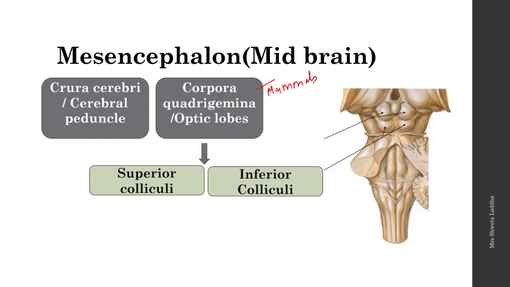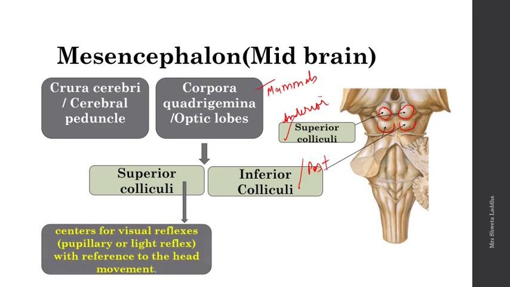You can see in this picture, these two small rounded balls are the inferior colliculi. They are also called posterior colliculi. And the upper two rounded parts are called the superior colliculi, or the anterior colliculi. Function of the superior colliculi: these are the centers for visual reflexes or pupillary or light reflexes with reference to the head movement.